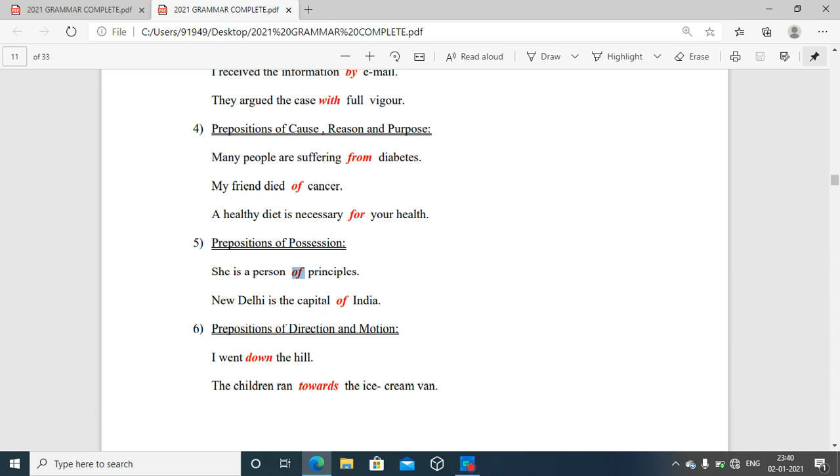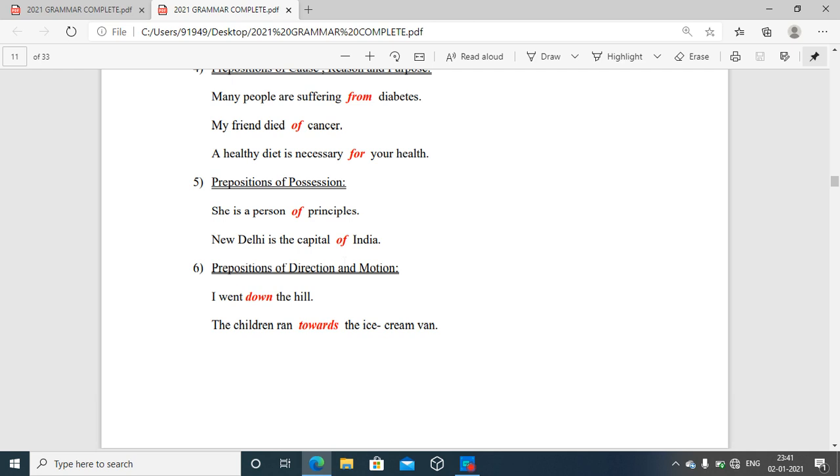New Delhi is the capital of India. Never you can mention in, even though in can be a suitable preposition for mentioning cities and places. But here it is about possession. New Delhi, India possesses it as its capital. So definitely New Delhi is the capital of India. It has its own validity as the capital of India. So that's the way it has a possessive relationship.